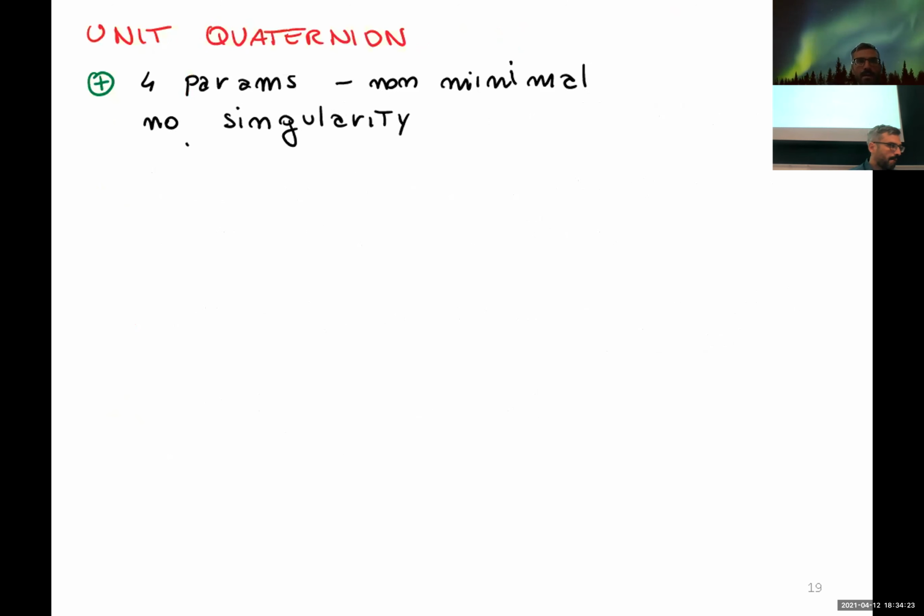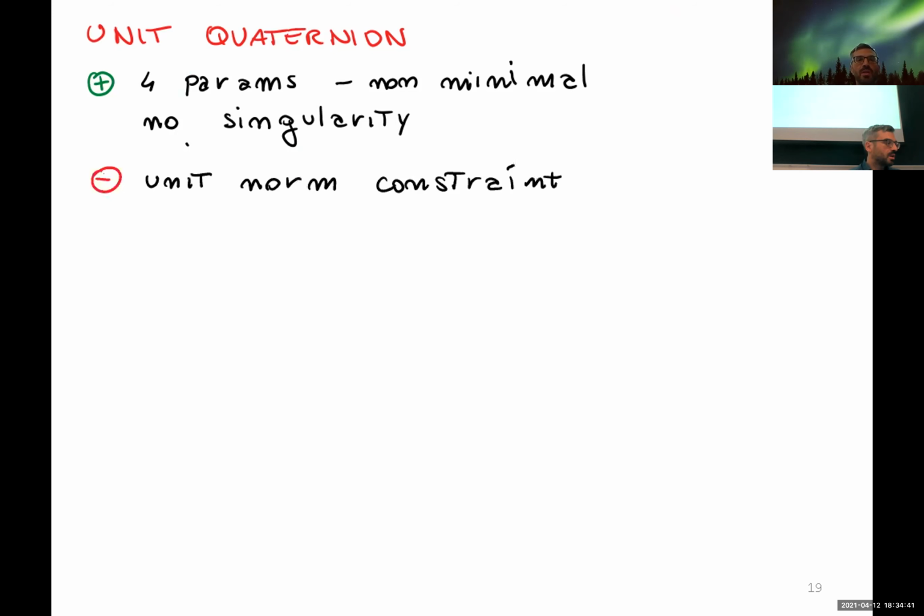Indeed, these are called unit quaternions. They have 4 parameters. They are a non-minimal representation, but they have no singularity. And the shortcoming is that they have a unit norm constraint.